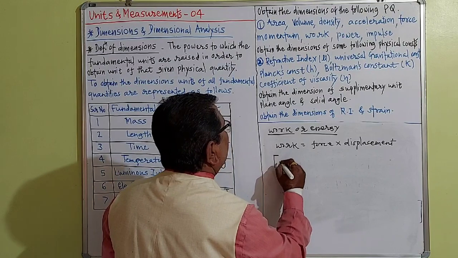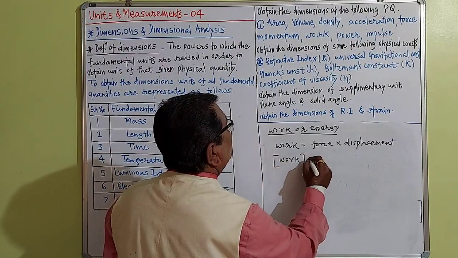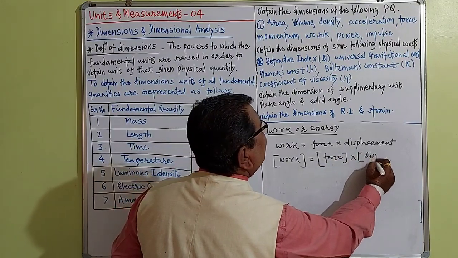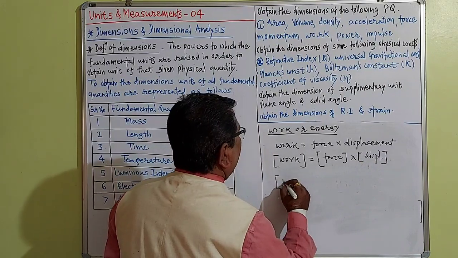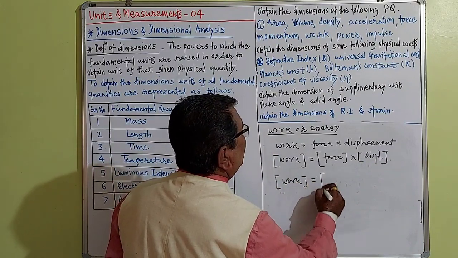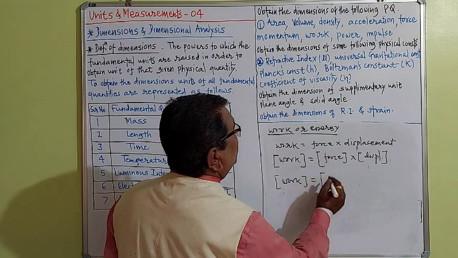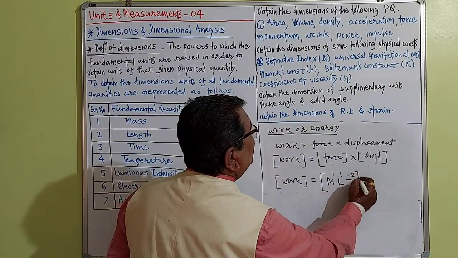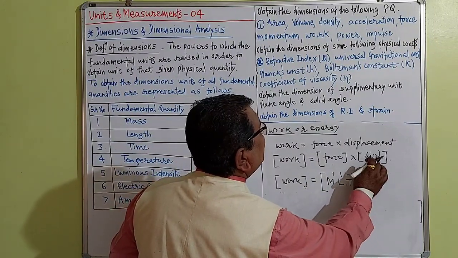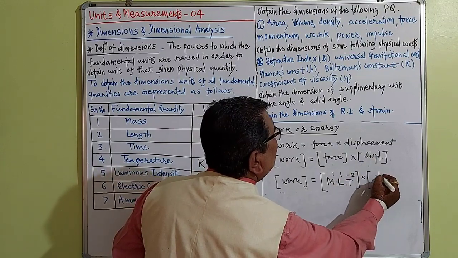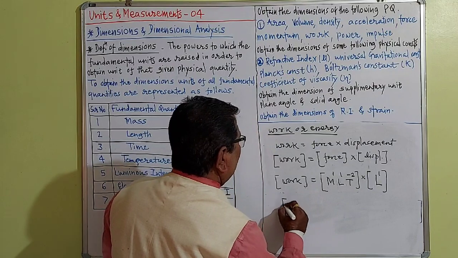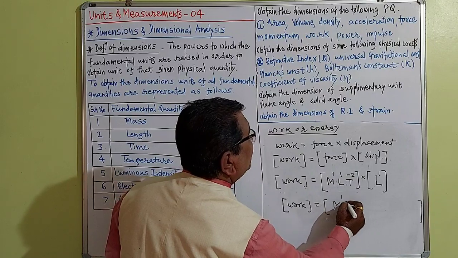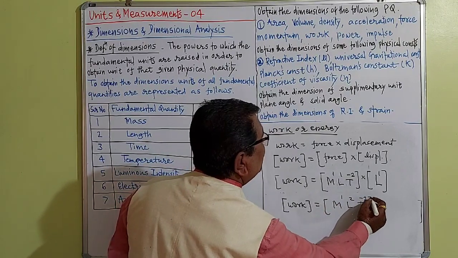See here, put the dimension sign on both the sides. Work, here force, into displacement, like this. Dimension of work is equal to, we have already calculated dimension of force. What is dimension of force? m1 L1 t minus 2. What is the dimension of displacement? Displacement is nothing but a type of length which is equal to L1. Combine these two together, you will get what? Dimension of work is equal to m1 L2 t minus 2.